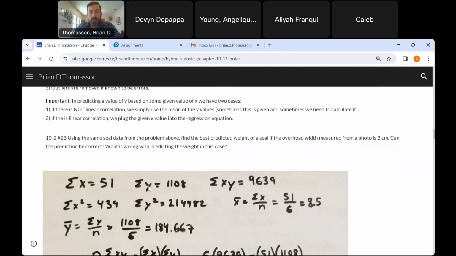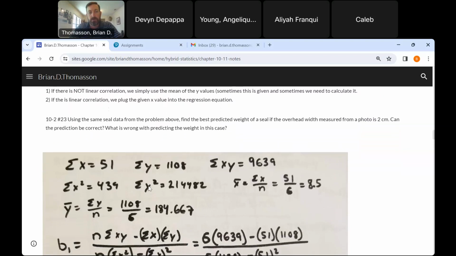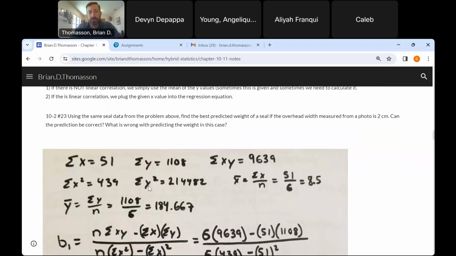All right, so from those exact same seal data, it says using the same seal data from the above problem, find the best predicted weight of a seal if the overhead width measured from a photo is 2 centimeters. Can the prediction be correct? What is wrong with the prediction? Predicting the weight in this case.